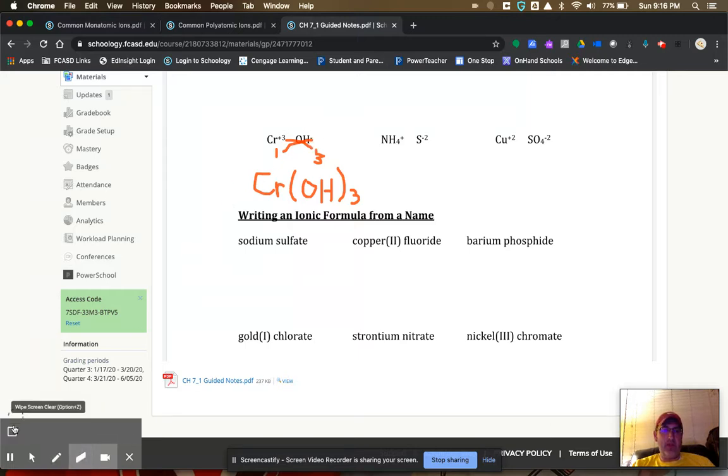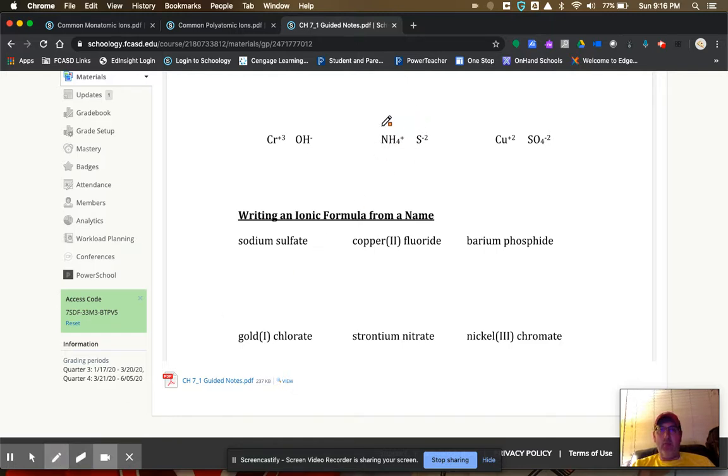Okay, so let me erase this, and let's try the next one. So we have NH4 plus. This is that one positive polyatomic I talked about. It's called ammonium. And here's S minus 2. That's sulfide, a monatomic ion. Okay, so we need 1 of those, and we need 2 of these. So we have to show 2 of this NH4 and 1 of the S.